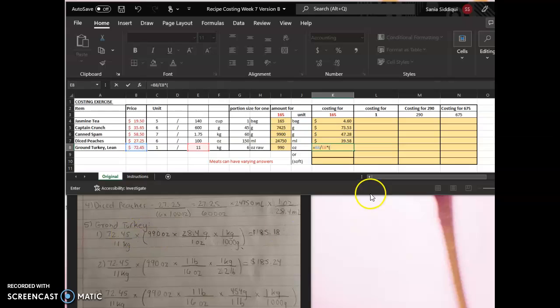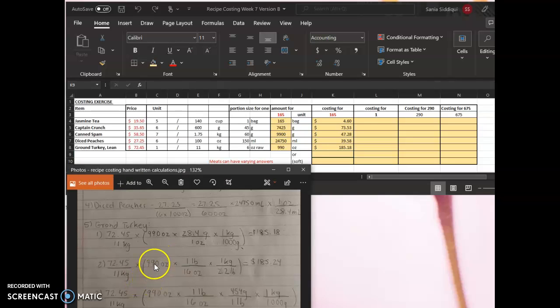Just as I said before, we're going to put that into our Excel. We take 990, multiply that by 28.4, and then divide that by 1,000 down here, and we should get $185.18. And yes, we got it. Now let's move on to the next way.